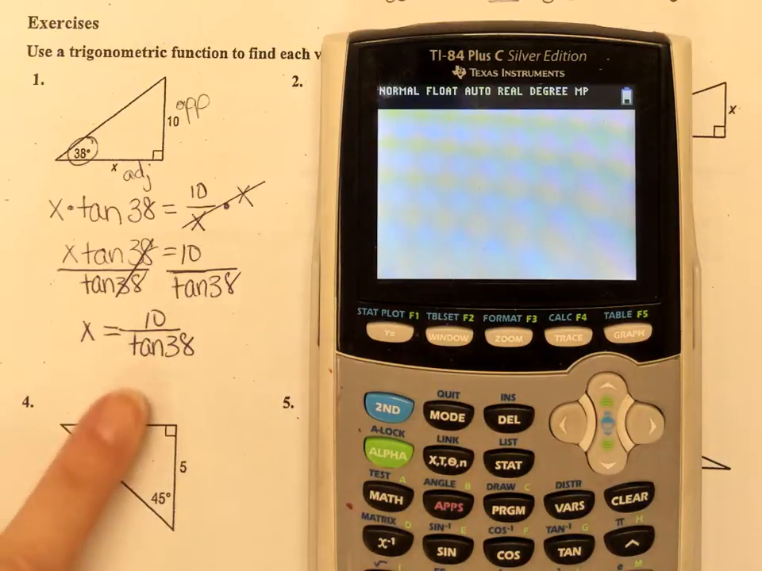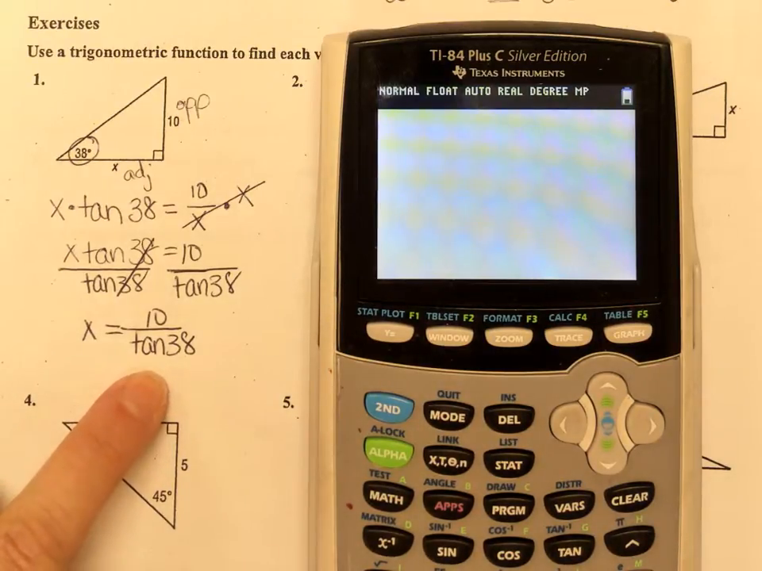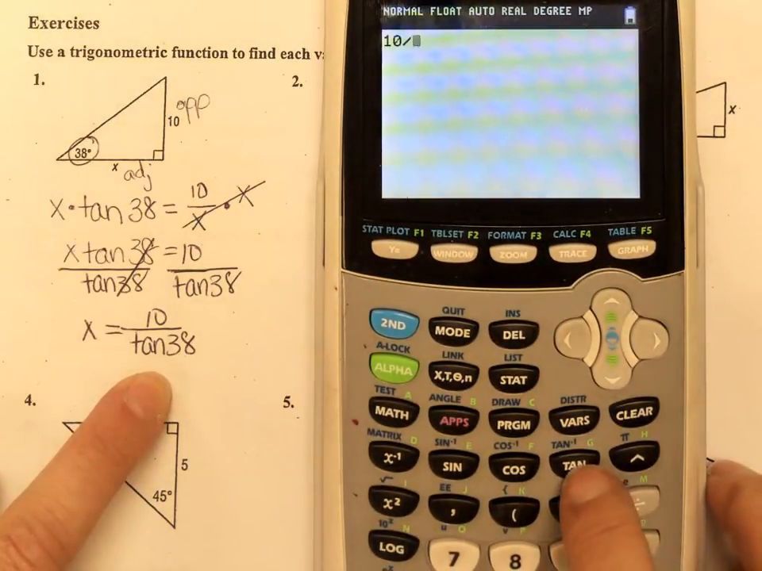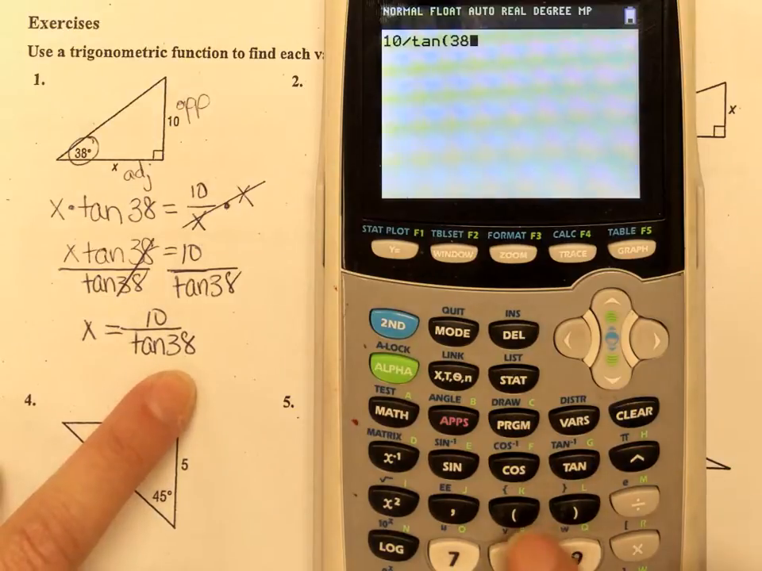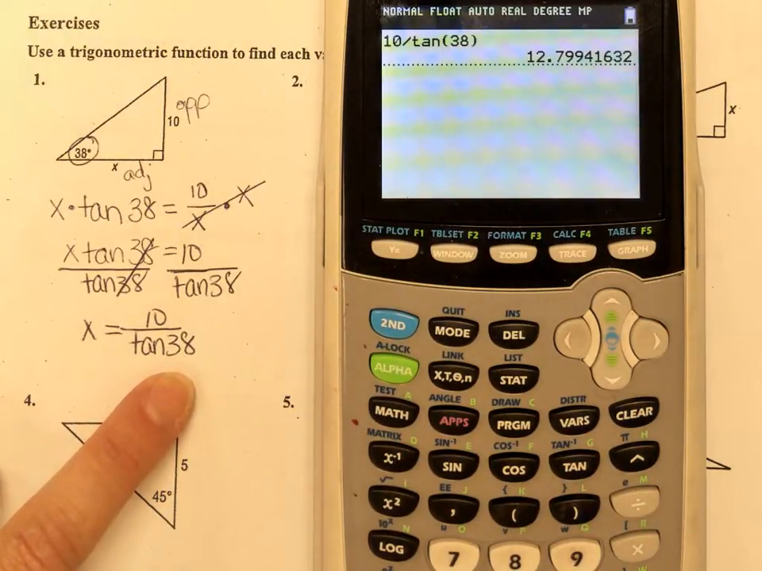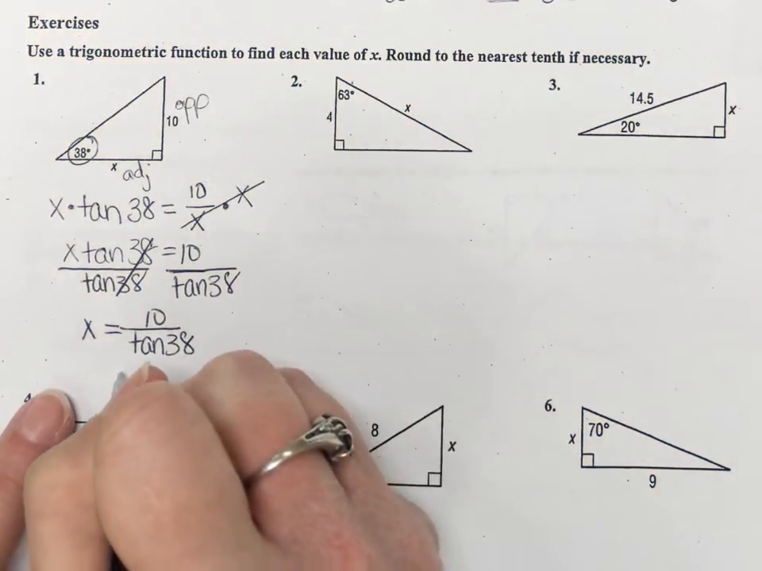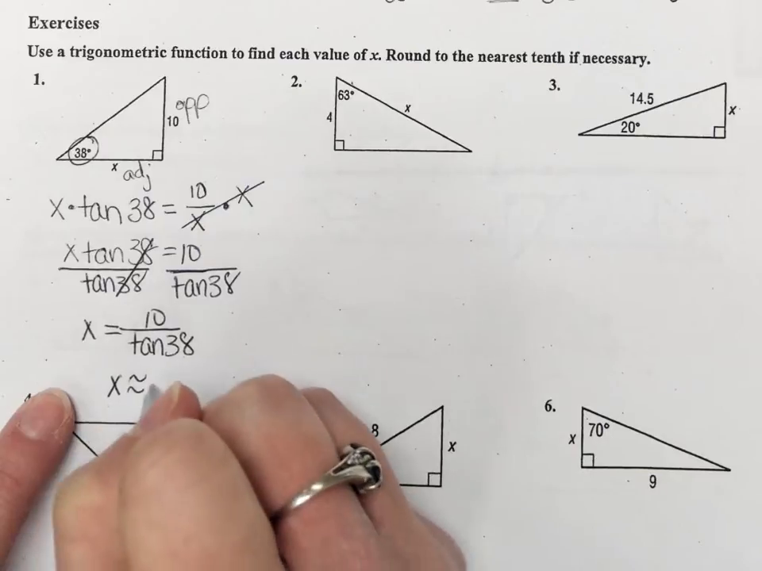All right, now let's type it in. You ready? If it is not in degree mode, you will get the wrong answer. Even though you did all the work right and typed it in right, you'll get the wrong answer. Okay, so here we go. 10 divided by, you see the tangent button right above the parentheses? 38, close your parentheses, hit enter. What'd you get? 12.799. There we go. We're going to do like the AP test does, which is 3 decimals.